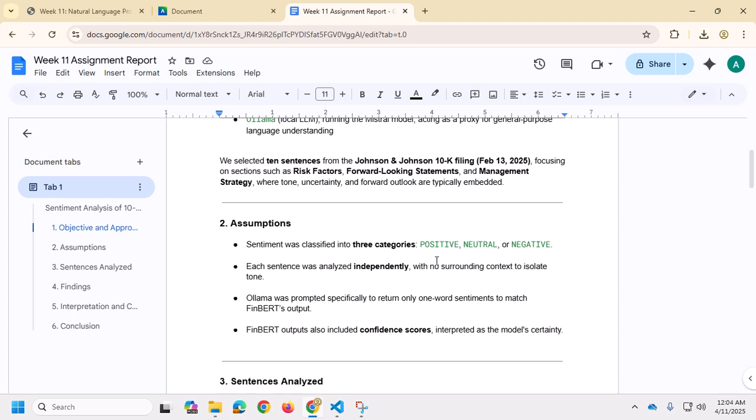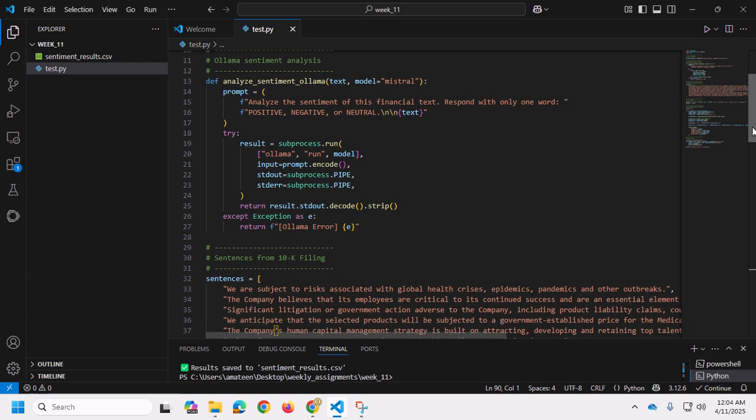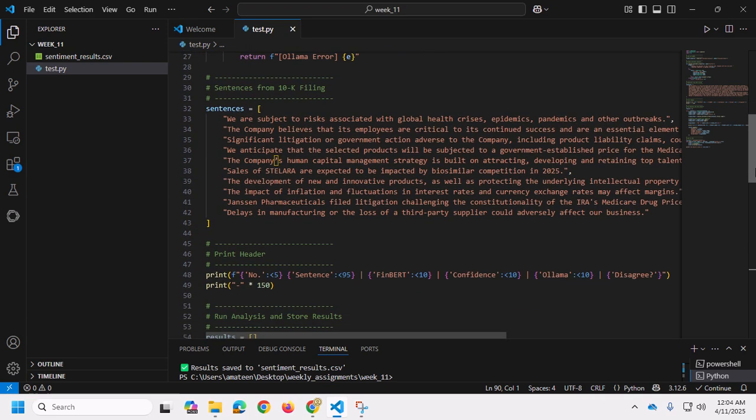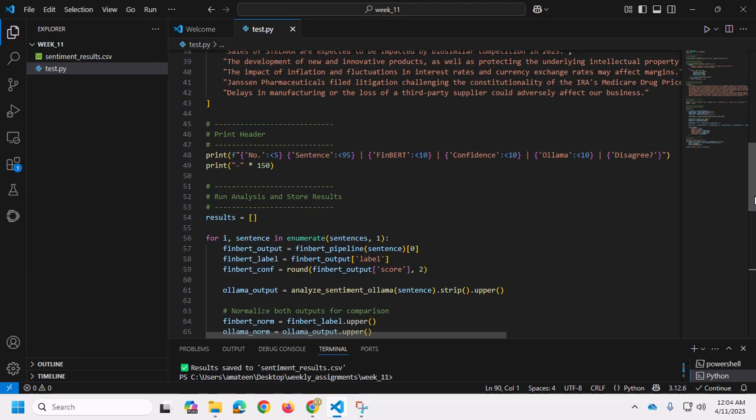Let me actually get to the code part first. So here is my code right over here. We are going to be importing the packages of subprocess and transformers, including pipeline. We're going to be setting up the FinBERT pipeline right over here, and then here is the code for Ollama, setting it up as well for the sentiment analysis. After that, we have the sentences which are going to be analyzed. I'm going to get to them later, and then how they are going to be printed.